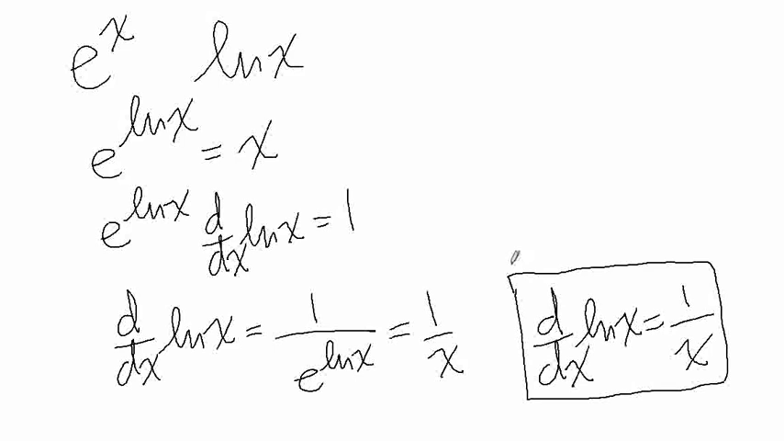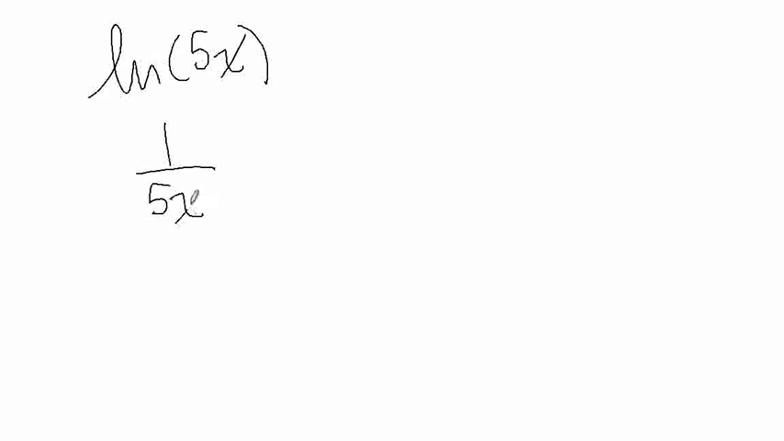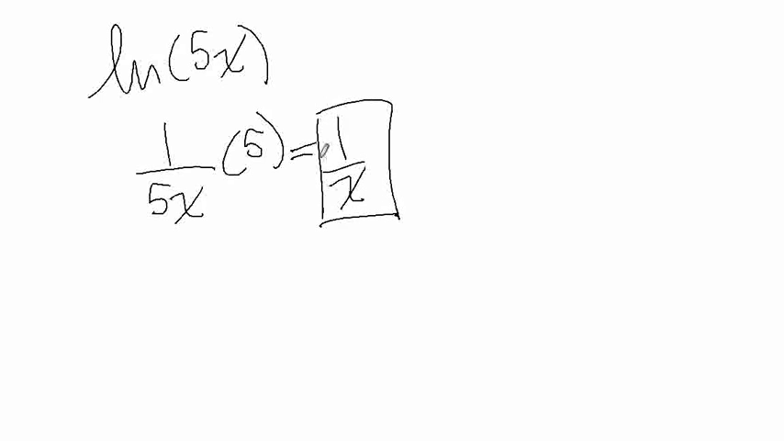Let's use this new derivative formula now. So what is the derivative of the natural log of 5x? Okay, so using the chain rule, 1 over 5x times the derivative of 5x, which is 5. So apparently it's 1 over x. Okay?